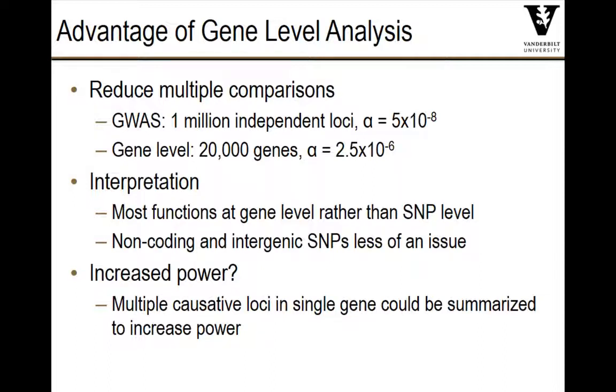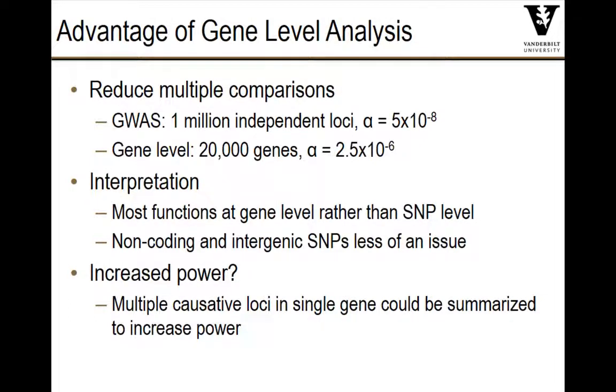So if you just run all the genes across the genome instead of all the SNPs, you have about 20,000 genes in the human genome. So your alpha, instead of being 5 times 10 to the negative 8, is now 2.5 times 10 to the negative 6. So hey, I just increased your statistical power and you can write a grant. So you don't need to come later. That's the story for your grant.